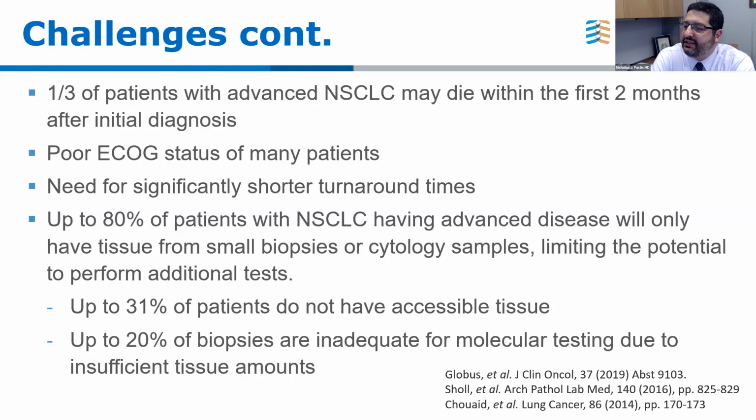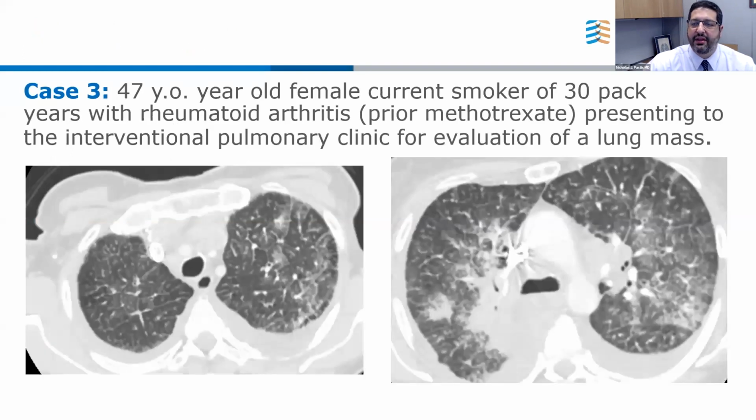Poor ECOG status of many patients. They don't want to go through invasive procedures. More and more, we're needing shorter turnaround time. And then up to 80% of patients with non-small cell lung cancer with advanced disease will only have tissue from small biopsy sites. So they're not getting large amounts of material. And then up to 31% don't have accessible tissue, up to 20% are inadequate due to insufficient amounts. So that summarizes some of the numbers that are out there.